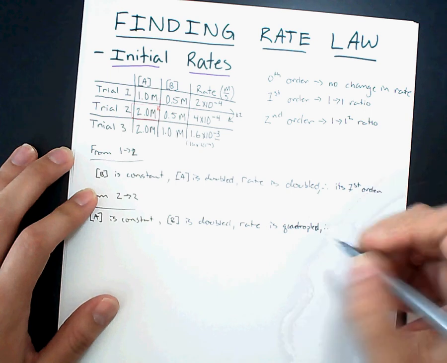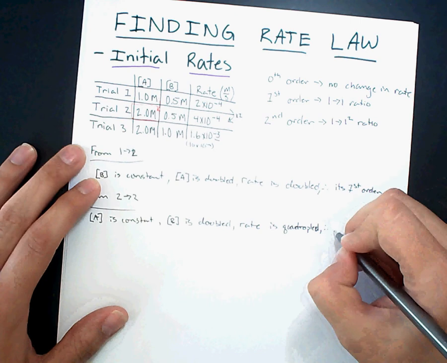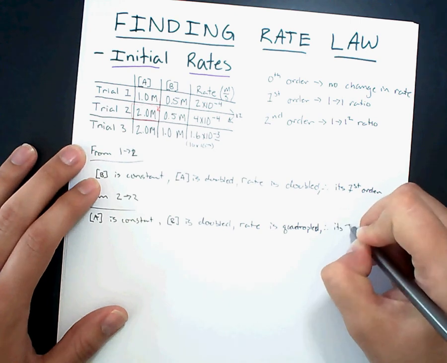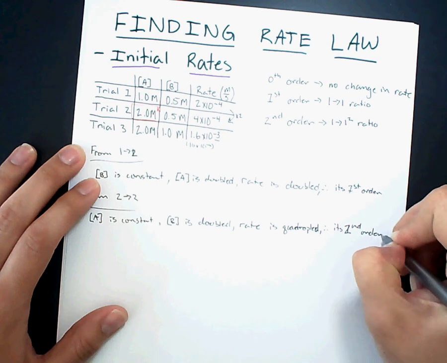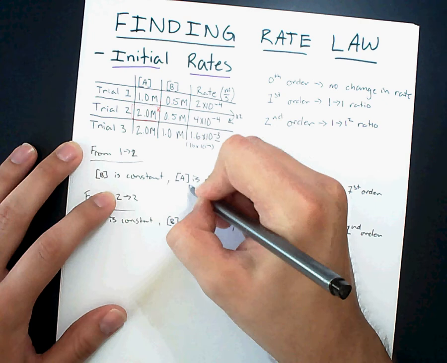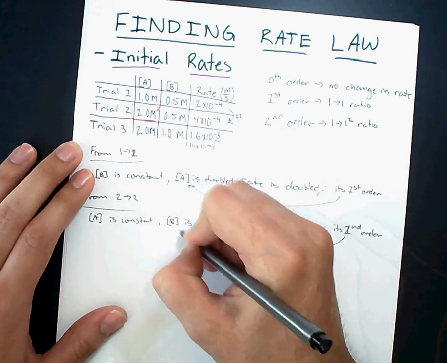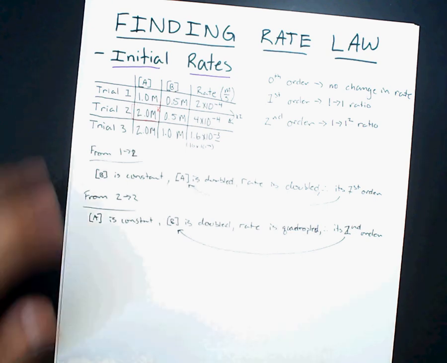So if it's doubled, this is quadrupled. Quadrupled is 2 squared, and it's second order. Now this means first order in terms of A, second order in terms of B. So if you are asked to write out what a rate law is, it's going to look like this.